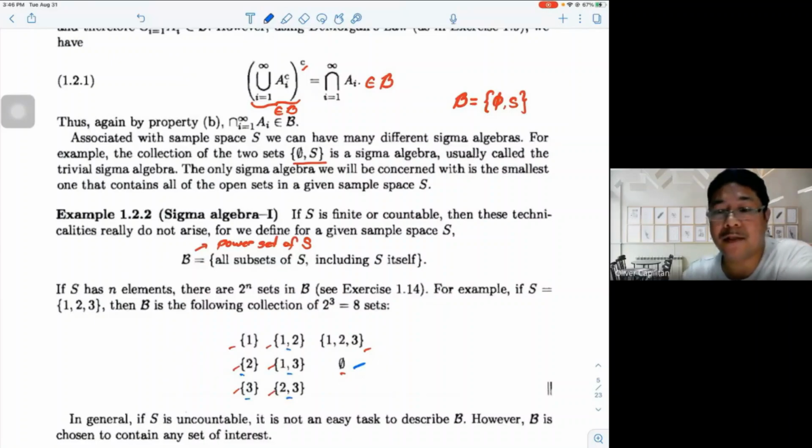You can verify also that if you take the finite unions of elements of script B, it is also in script B. If you take the finite intersection, since S is finite, of any of these sets or elements in script B, it is also in script B. That is why script B here is a sigma algebra. It satisfies the 3 properties above. Okay? Understood?